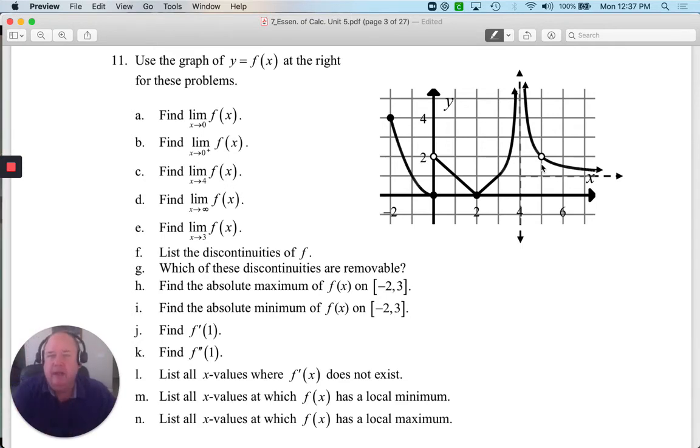H. Find the absolute maximum from -2 to 3. So from -2 to 3, what's the greatest y coordinate? And that's 4. Find the absolute minimum from -2 to 3. What's the lowest y value? That's 0.